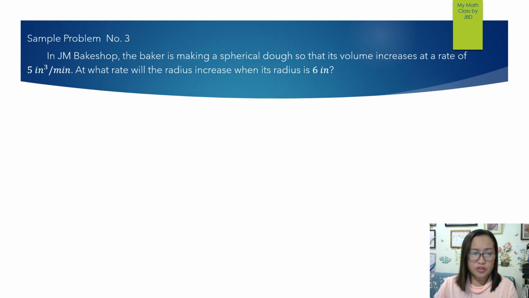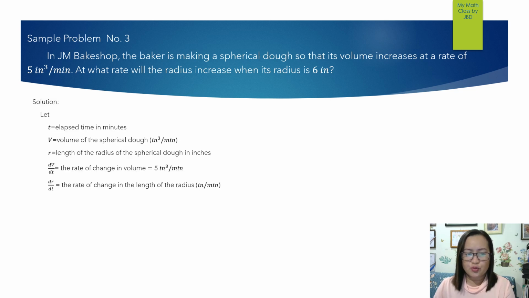Now let's work on the last example. In J&B Bake Shop, the baker is making a spherical dough so that its volume increases at the rate of 5 cubic inches per minute. At what rate will the radius increase when its radius is 6 inches? So we define first the variables and determine the equation relating the quantities. Since we are dealing with volume, we will have V equals 4/3 pi r cubed.